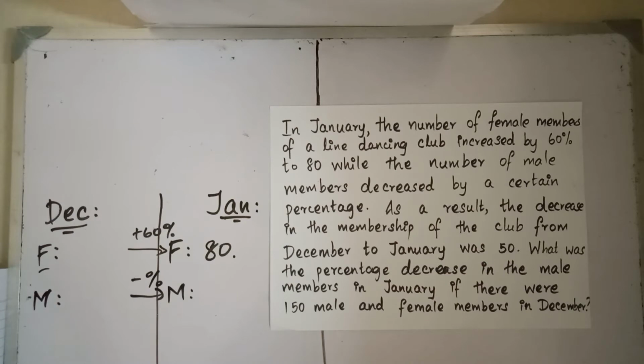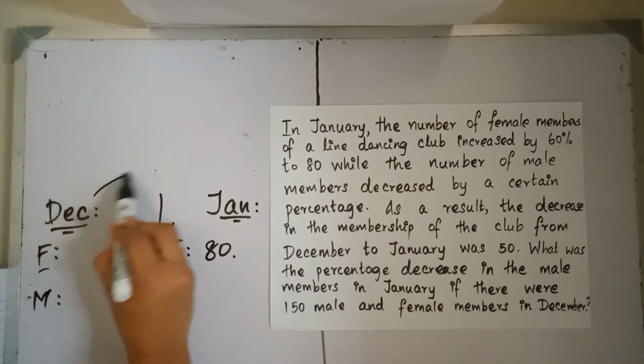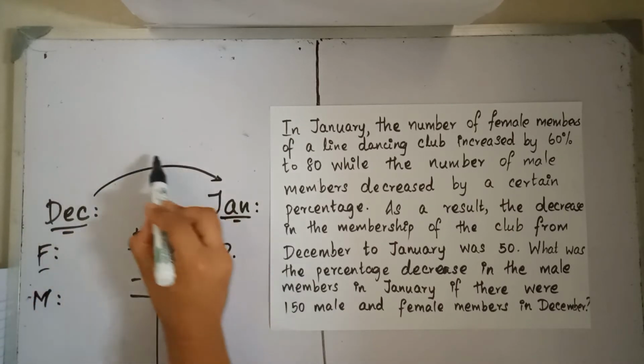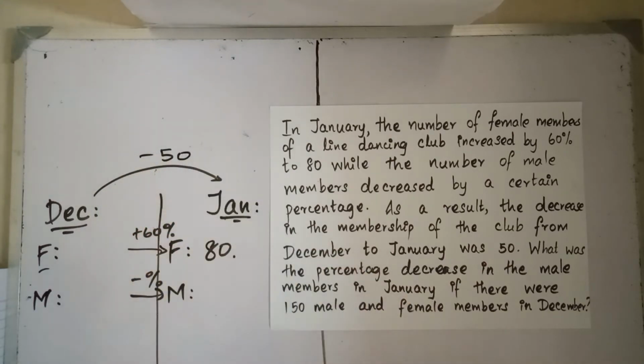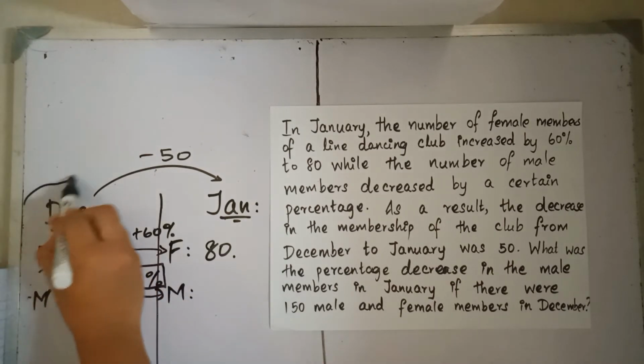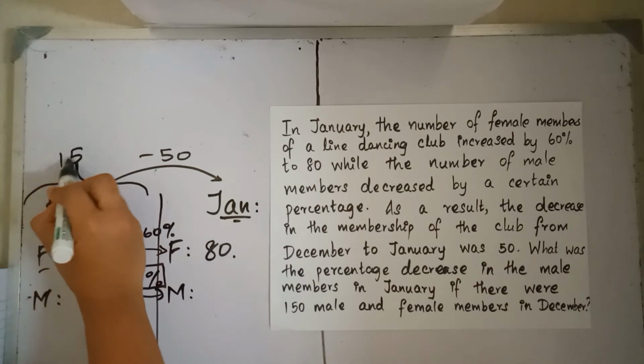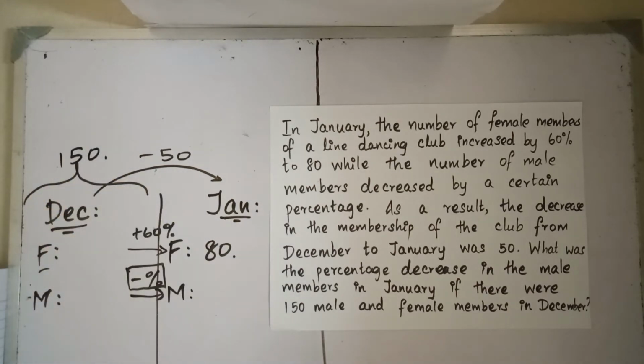As a result, the decrease in the membership of the club from December to January was 50. So the total decrease from December to January is 50, including male and female members. What was the percentage decrease in the male members in January? They want you to find this out, if there were 150 male and female members in December. So now they have given us this total. It is 150. Now this is all the data that they have given us.